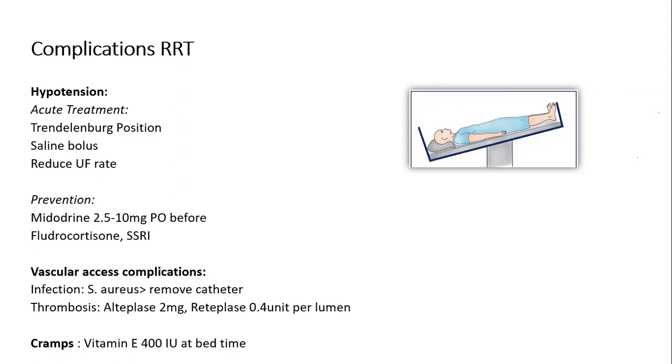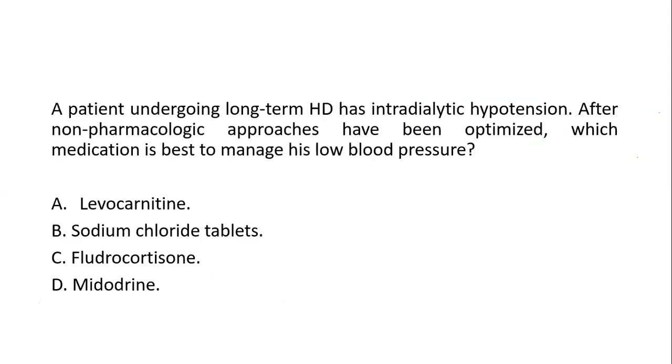Now in venous access, if there is an infection with Staph aureus, that's very important. You remove the catheter. If there is thrombosis, you try intraluminal alteplase 2 mg or reteplase 0.4 units per lumen, if you can have it. Alteplase has not been available, but it's a very important drug. It should be there. And for cramps, you can use vitamin E.